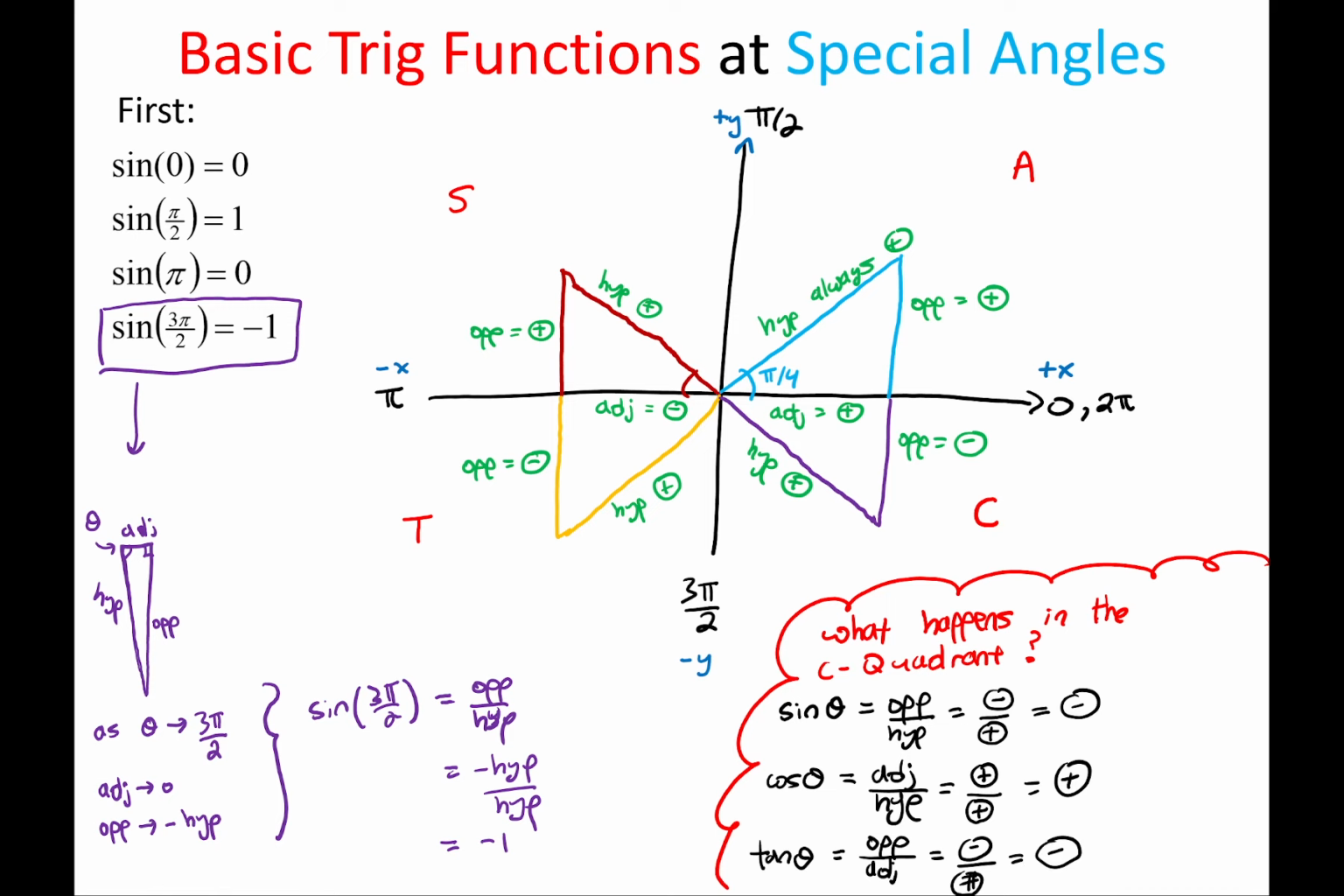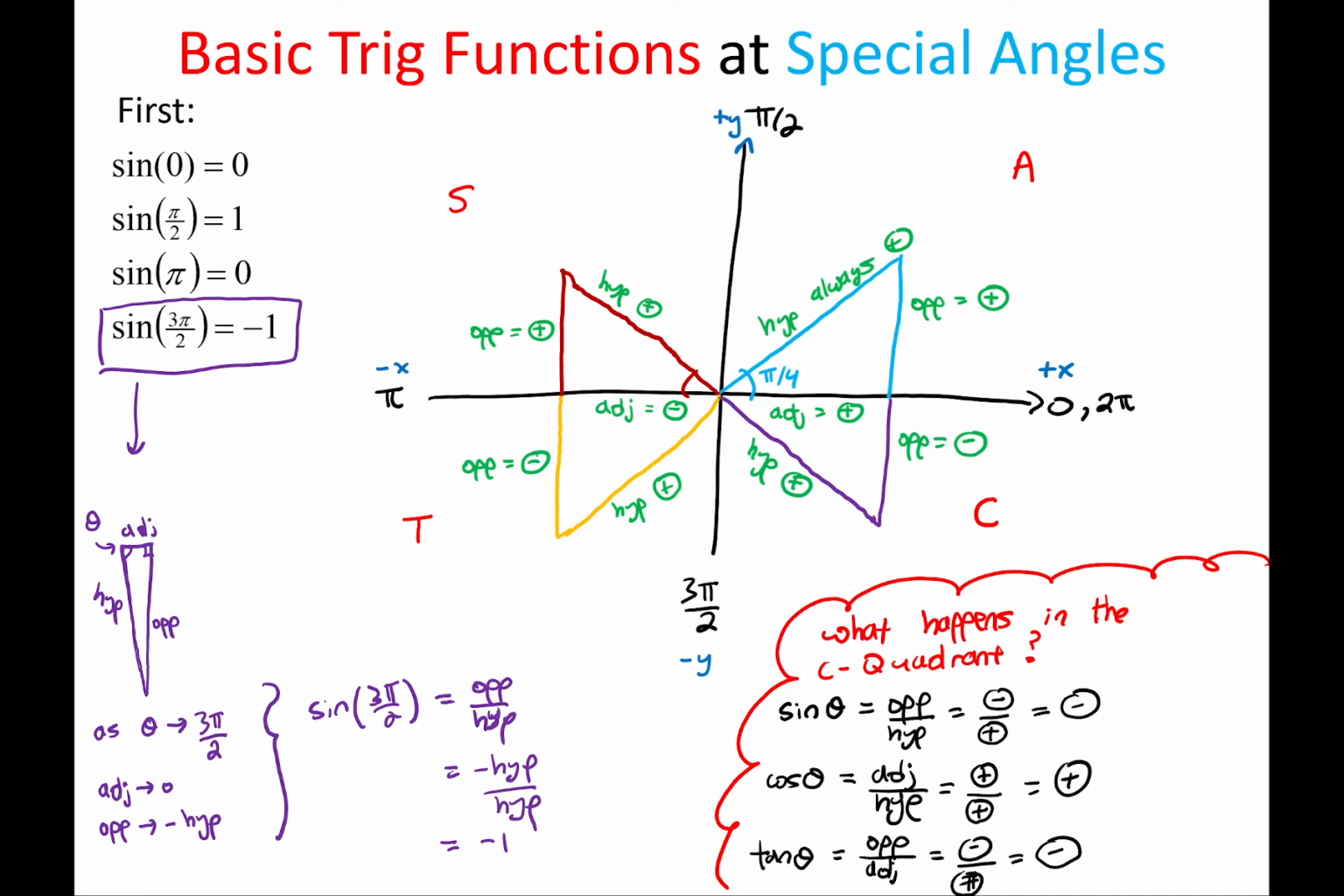If we do a similar analysis for the other quadrants, what we'll find is that for angles in the A quadrant, all three of the trig functions are going to be positive. For angles in the S quadrant, in the top left, only the sine function will end up with a positive evaluation, and the cosine and the tan will both be negative, because the cosine and tan both involve the adjacent, whereas sine does not involve the adjacent. The sine involves only the opposite, and the opposite is positive in the top left.